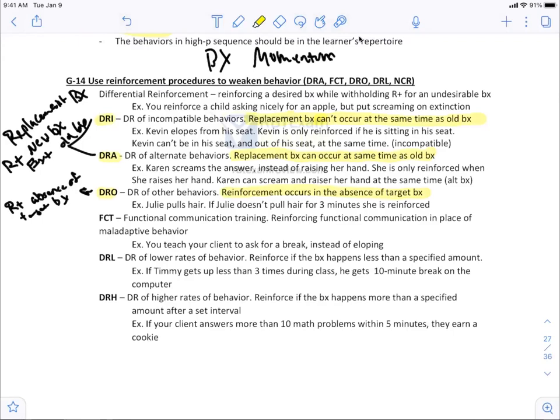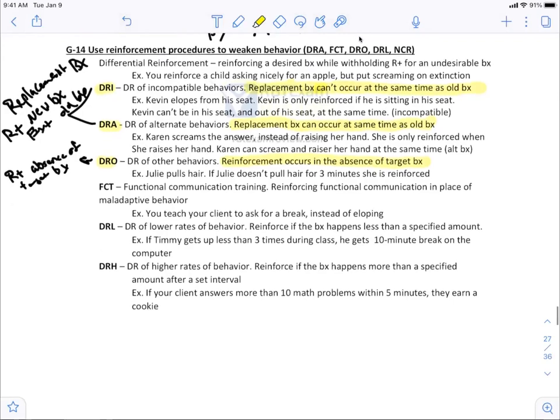All right. Those are the 3 basic differential reinforcements. Another way to use reinforcement to weaken behavior is functional communication training. So if we're trying to reinforce functional communication over maladaptive behavior, we would teach our client to ask for a break instead of eloping. We do this all the time. Reinforce the communication, put the eloping on extinction.